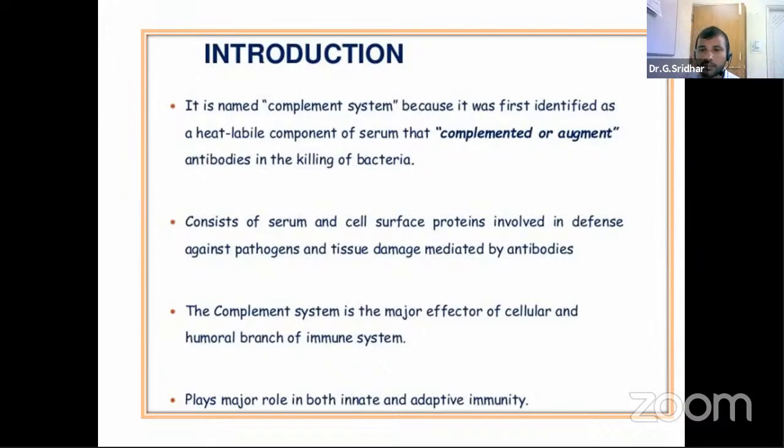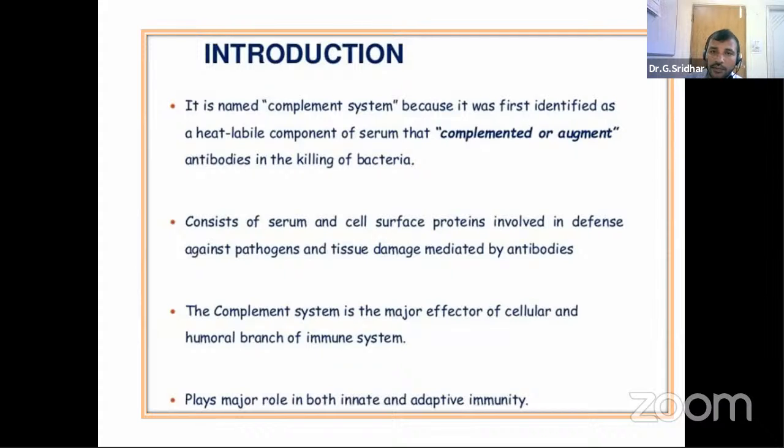The complement system is a major effector of the cellular and humoral branches of the immune system. Just now I told you that the complement proteins mainly belong to the innate immune system. To some extent you can also add them to the adaptive or acquired immune system, when the complement proteins send signals to the main immune system by small subunits. But mainly the complement proteins are serum proteins, and they come under innate immunity.